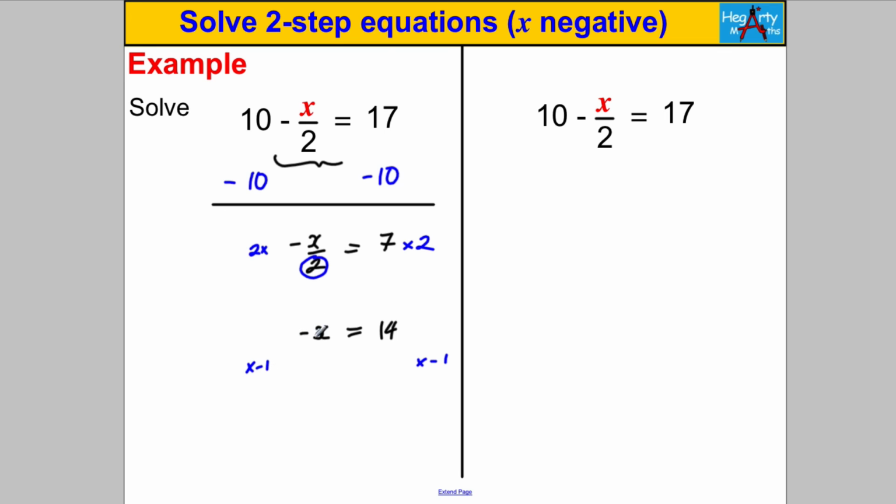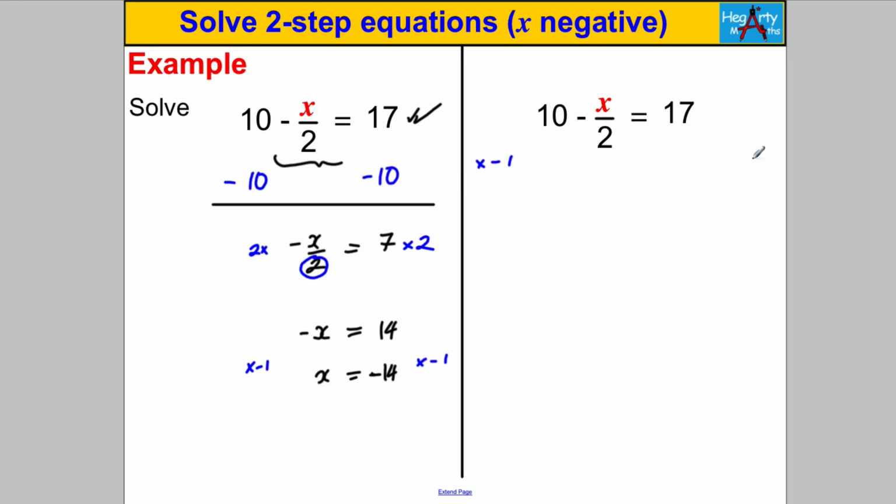Negative 1 multiplied by negative x is positive x, and negative 1 multiplied by positive 14 is negative 14. And my answer is actually negative 14 here. And check it works. Negative 14 divided by 2 is negative 7. 10 subtract negative 7 is like 10 add 7, which is 17. Maybe it would have been easier to multiply by negative 1 right at the outset. I think it would have, guys.